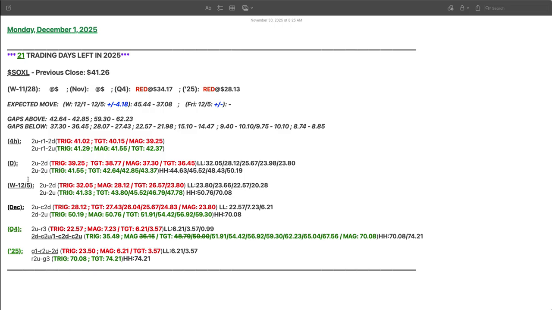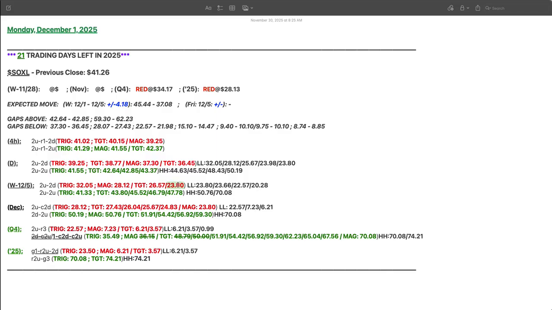We talked about the week chart. We did set the higher low last week, or lock in the higher low last week, by going 2 up. So if we were to go back to the downside, that would give us a 2 up, 2 down reversal, triggering at 32.05 with a magnitude of 28.12. And we've got our extended targets here, 26.57 and 23.80. That 23.80 is where we'd make an equal low, or if we went below that, would be a lower low on the week chart. And that coming from a lower high would actually start a downtrend on the week.